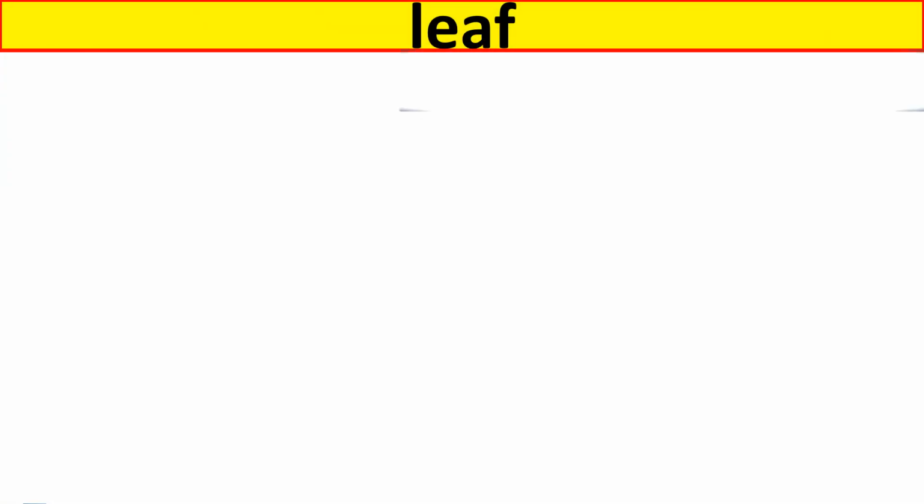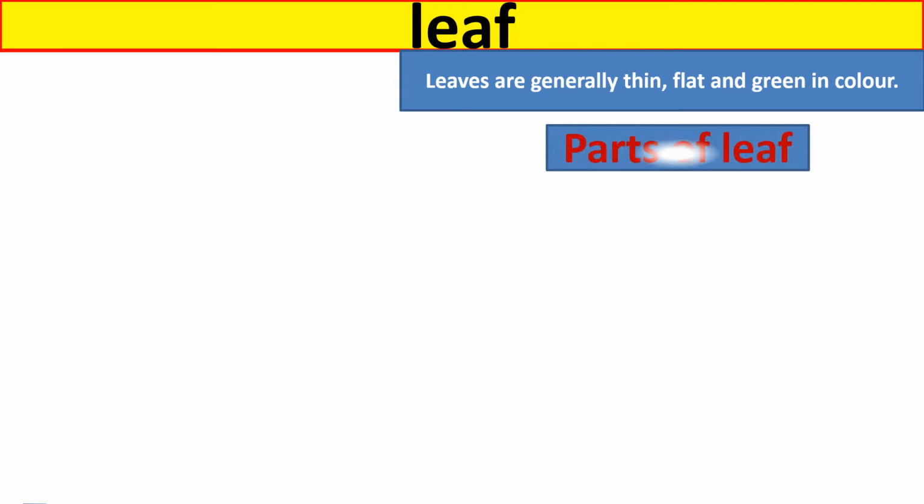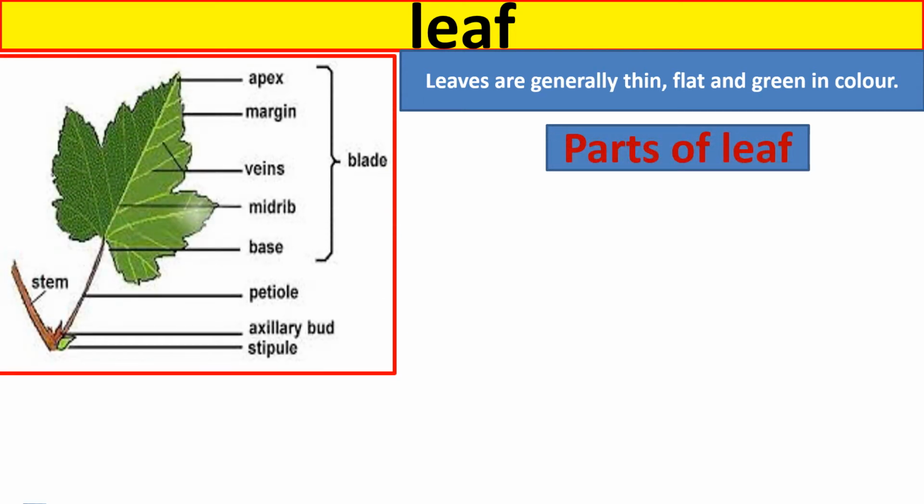So leaf. Leaves are generally thin, flat and green in color. Our mom cooks food in the kitchen. In the same way, a leaf is actually called the kitchen of the plant.